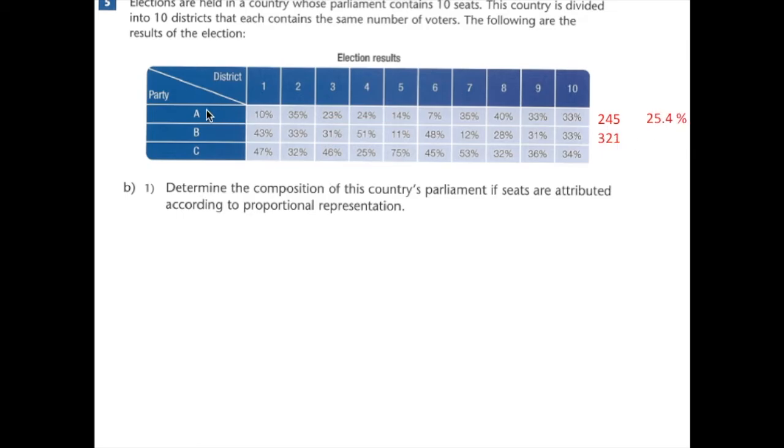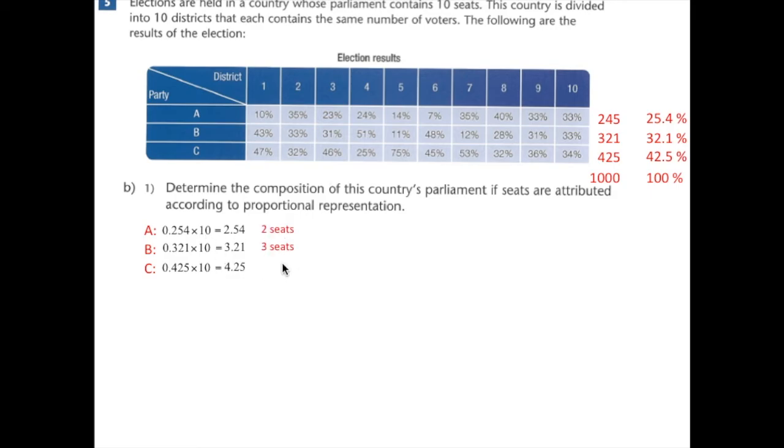According to proportional representation, 25.4% are voting for A, 32.1% are voting for B, 42.5% are voting for C, which adds up to 100%. A is going to get 25.4% of the 10 seats, so that's 0.254 times 10, which is 2.54 seats, but we round down, so that's 2 seats. B is going to get 0.321 times 10, which is 3.21 seats, which we round down to 3 seats. C is going to get 0.425 times 10, which is 4.25, which we round down to 4.